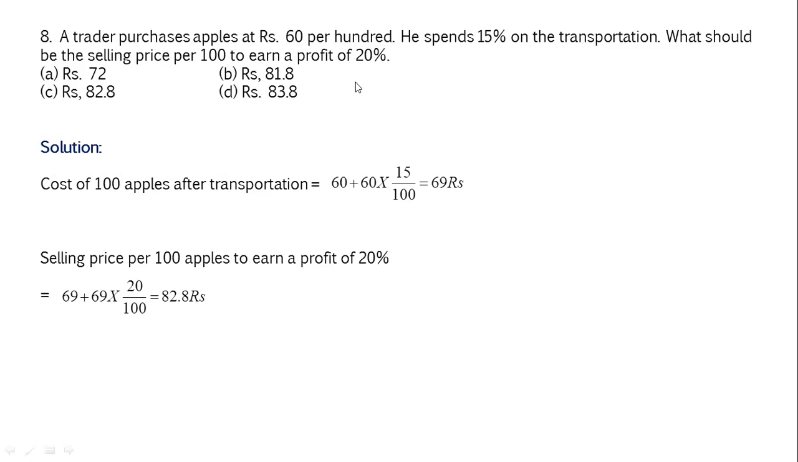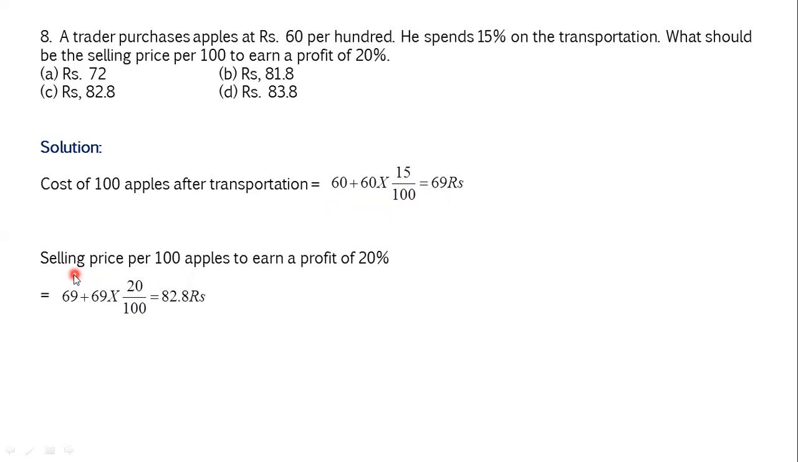See, what will be the total cost price? How can you calculate the total cost price? It will be 60 and 15% on transportation. So 15% of 60, it will be 9. 60 plus 9, it will be 69 rupees.